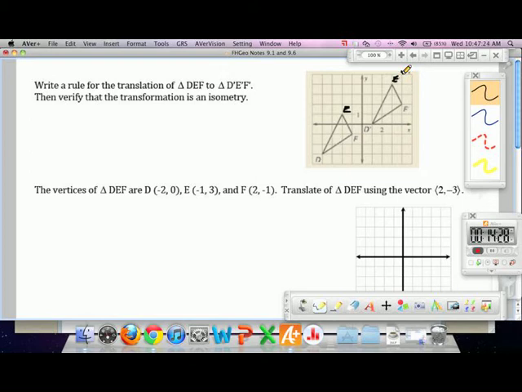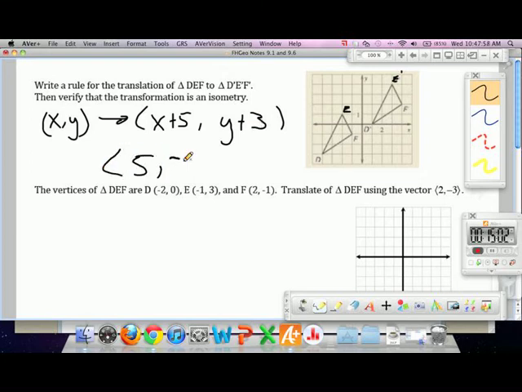So what would be a rule for this? We do an explicit rule. An explicit rule could be written as (x, y) is transformed to what? This would be an explicit form of this rule. How can we write the same rule using a vector transformation? Correct? We could just apply the vector (5, 3) as well. That would be in vector form.